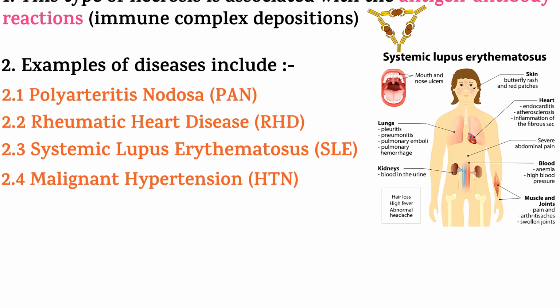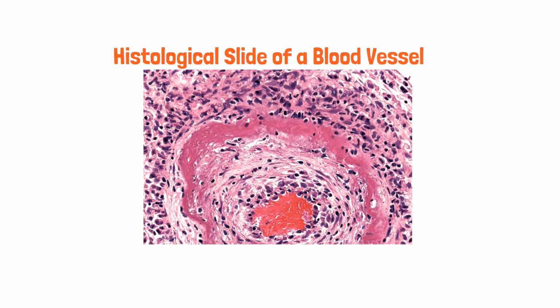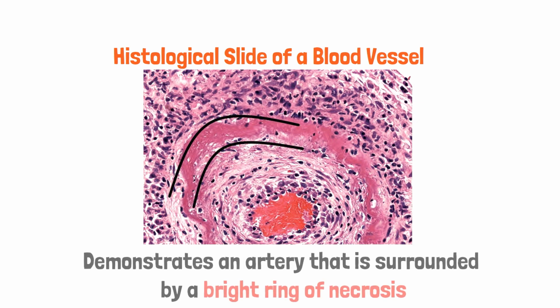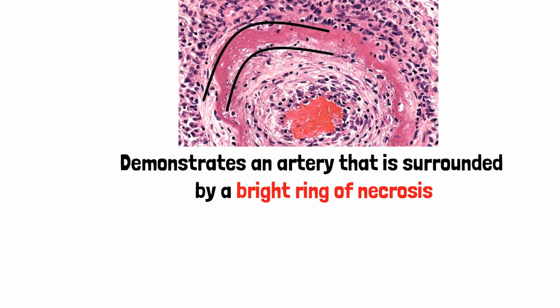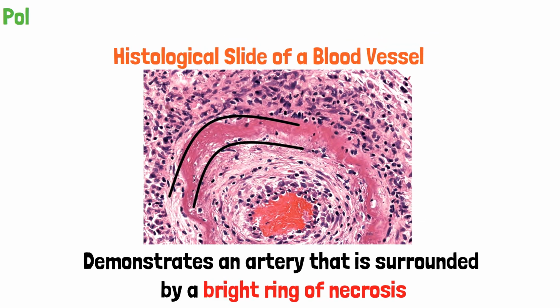Let's have a look at an example. So this is a slide of a blood vessel. And this marked area here is a bright ring of fibrinoid necrosis. Any guesses what this disease could be? Yes, you are correct. It is polyarteritis nodosa.